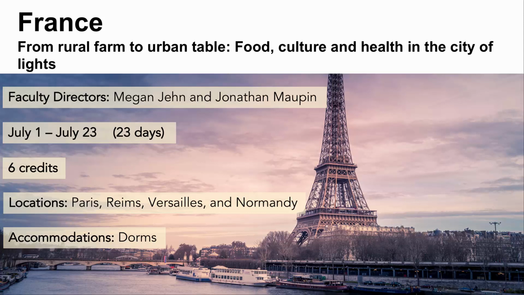In France, we have a food and culture program called From Rural Farm to Urban Table, Food, Culture, and Health in the City of Lights. And this is led by Professors Megan Jean and Jonathan Maupin during the month of July 1st to the 23rd. This is also 6 credits. And you'll be staying in dorms in central Paris and take excursions to Reims and Normandy and Versailles.